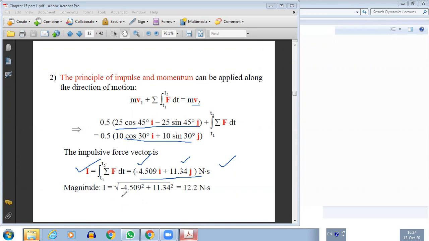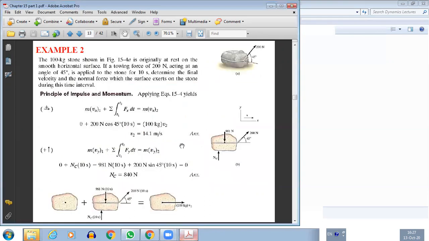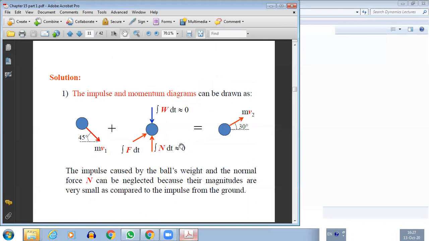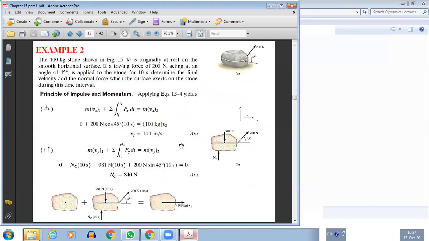Is there anything which is not clear to anybody? Okay, let's move ahead. So example 1 done. Let's move towards example 2.